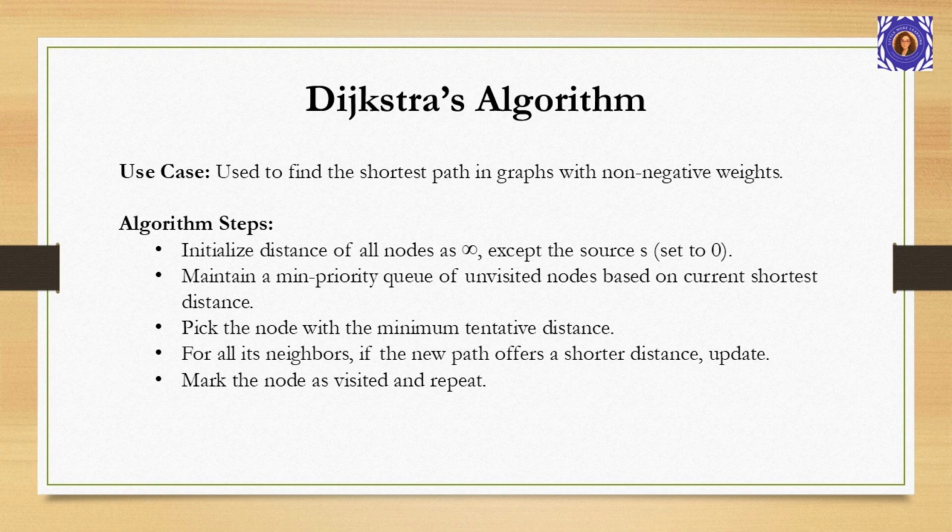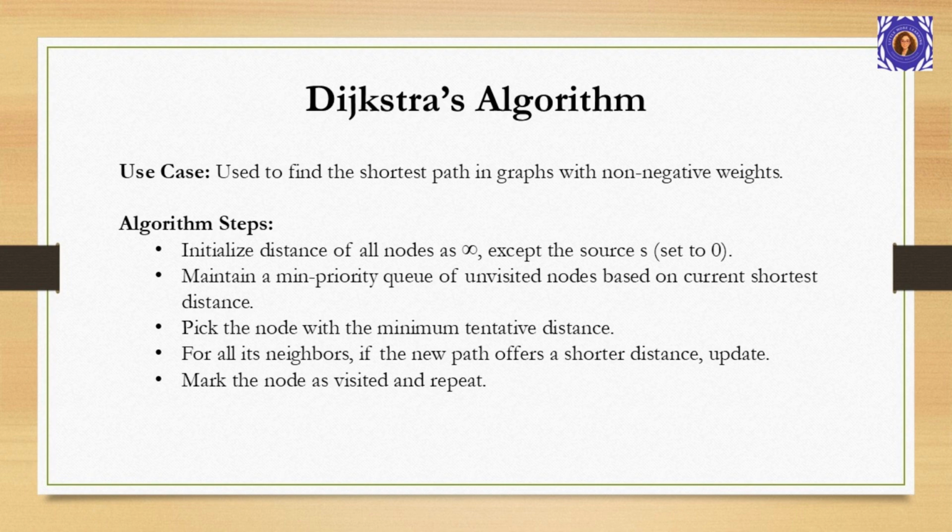Step 1. We initialize the distance to all nodes as infinity, except our source node S, which we set to 0. This makes sense. We're at the source, so the distance to reach ourselves is 0. Step 2. We maintain a min priority queue of unvisited nodes, ordered by their current shortest distance. This data structure is crucial for efficiency.